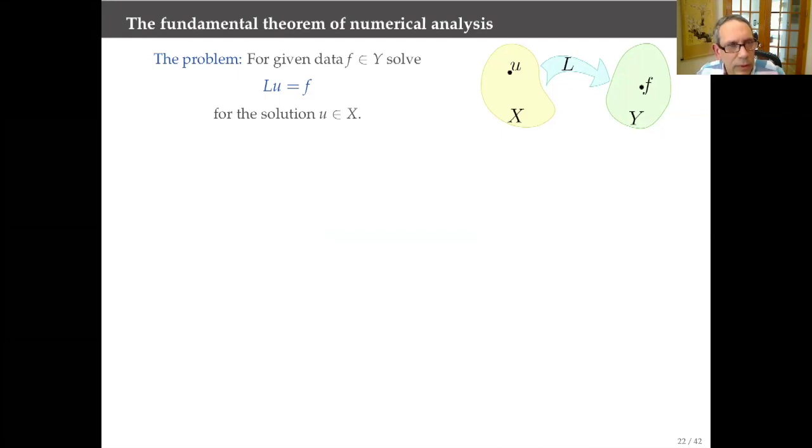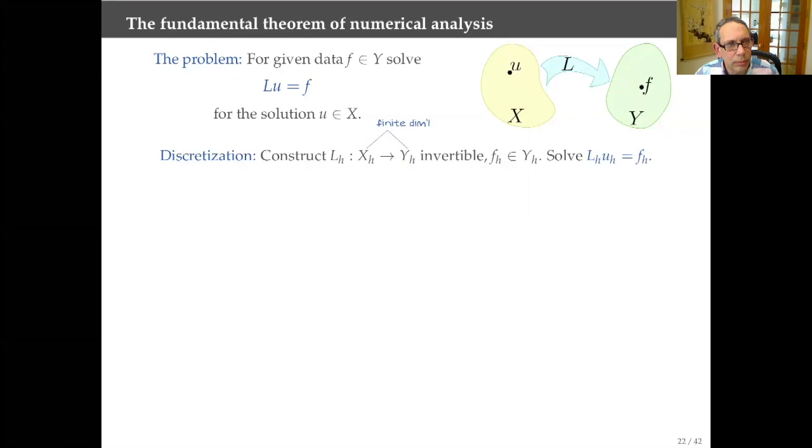And I'll end this section with talking about the fundamental theorem of numerical analysis, which ties these concepts together. So let's go back to a situation that could be a differential equation. LU equals F. The data is some function F in some space Y, could be a space of functions. And then LU is some operation on the unknown U, the unknown in a space X. And that L could be, say, a differential operator. And we want to solve LU equals F for U.